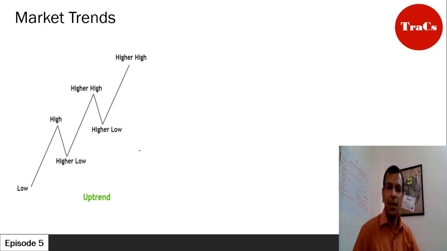What happens typically in an uptrend is a stock price from a low creates a new high, it moves back or does a pullback, it creates a low which is higher than the previous low, again moves in the direction of the trend, creates a new high which is higher than the previous high, another pullback, creates a low which is higher than the previous low, and so on and so forth.